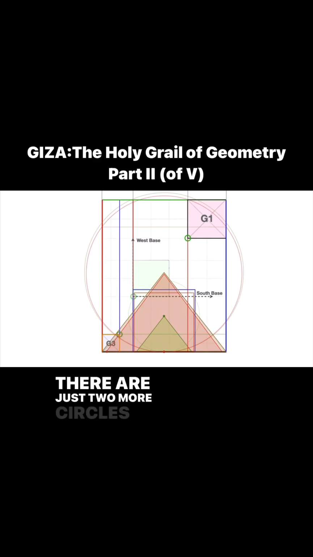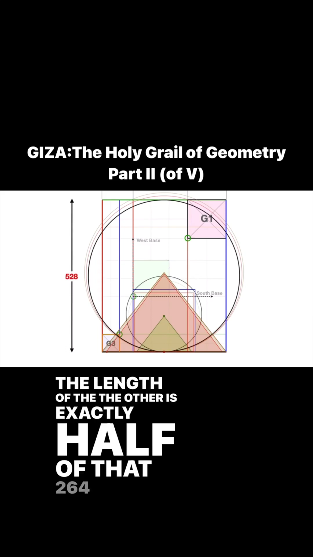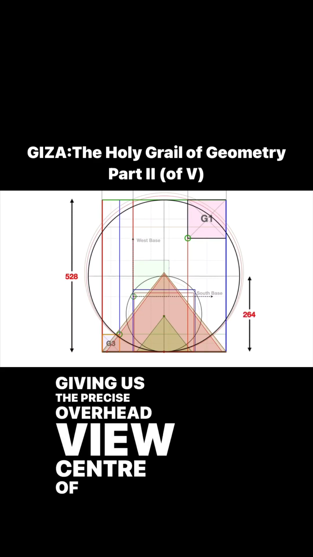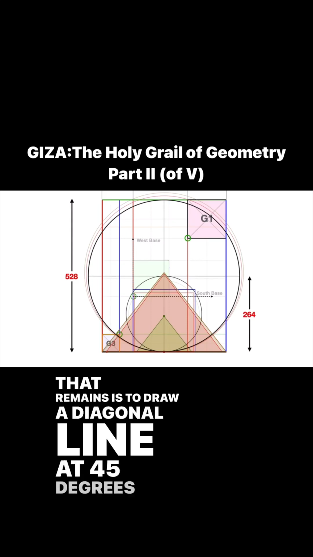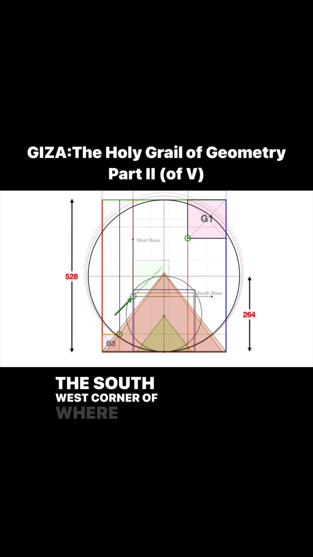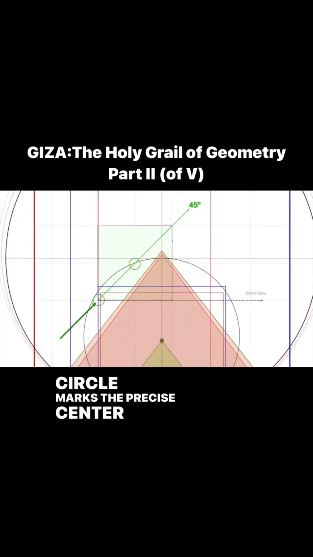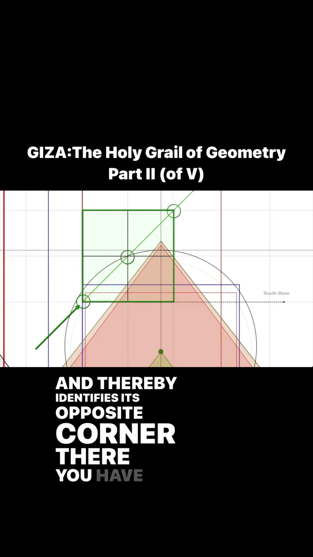There are just 2 more circles to go. One is diameter 528, the length of the plateau. The other is exactly half of that, 264, giving us the precise overhead view center of the plateau. All that remains is to draw a diagonal line at 45 degrees from the southwest corner of Khafre. Where it intersects the half plateau circle marks the precise center of the square base of Khafre, and thereby identifies its opposite corner. And there you have it.